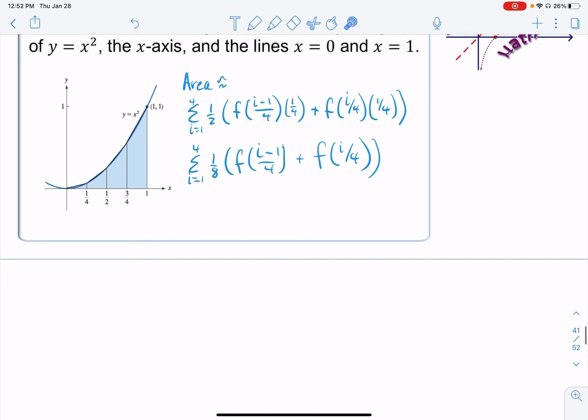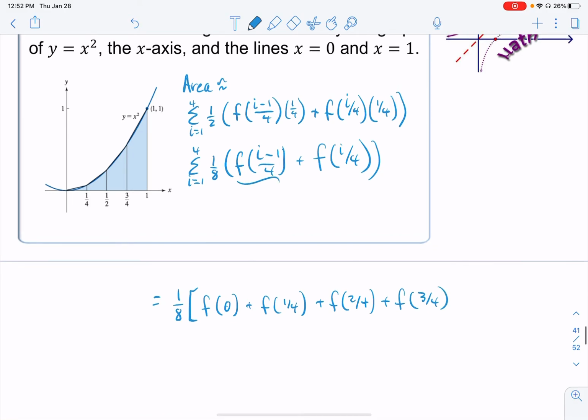Okay, so what would this summation look like expanded out? We would have 1/8 on the outside of all of this, and then on the inside, our first left endpoint was f of 0, and we can get that by just plugging in 1 here. So 1 minus 1 is 0 divided by 4, it would be f of 0, right? And then continue to do that for each one of these all the way up to 4, and we knew that was plus f of 1/4, f of 2/4, f of 3/4. And that would be all of the left endpoints.